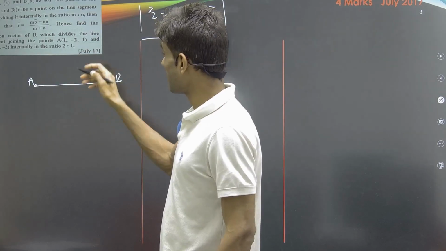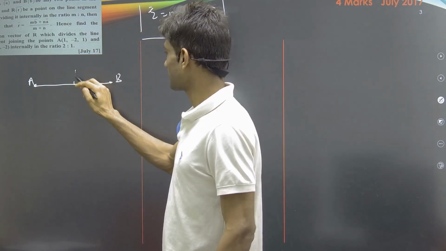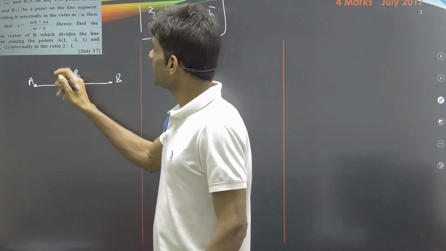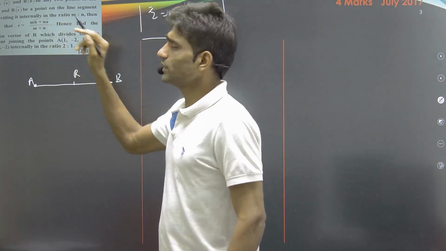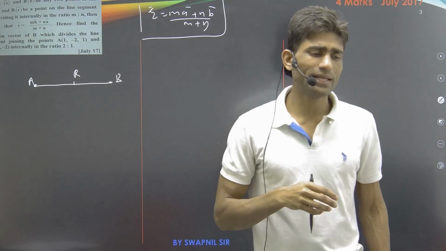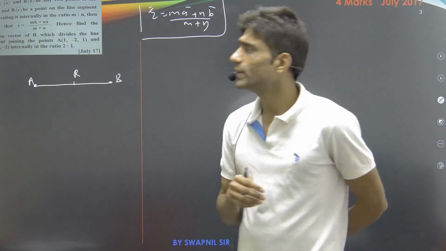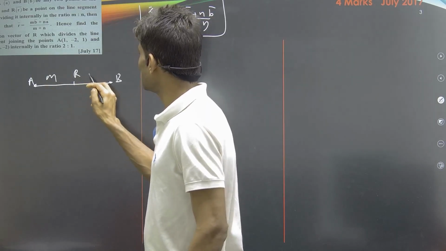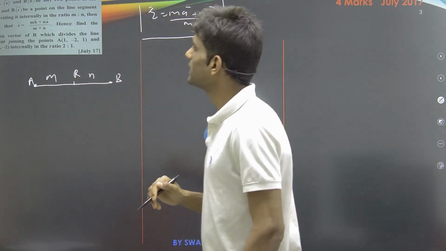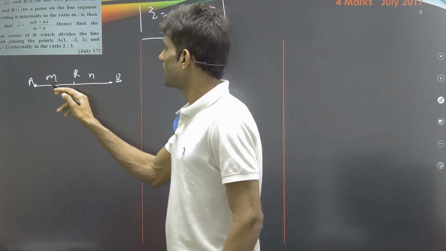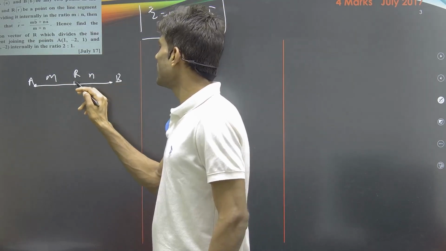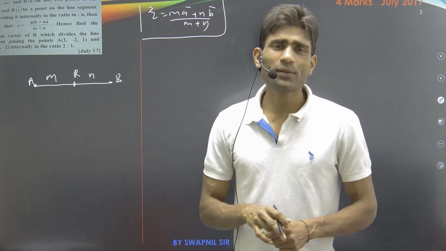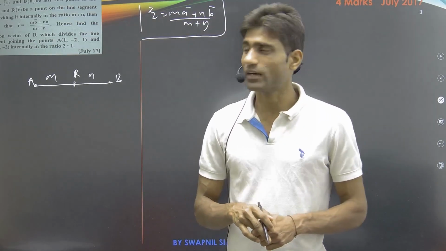Okay, R of R bar, what it does, which divides line segment AB internally. So it divides line segment AB in the internal division, and internal division gives us the ratio m is to n. That means our segment AB is divided by the point R in the ratio of m is to n.